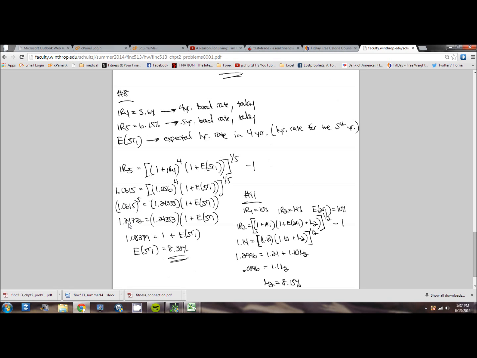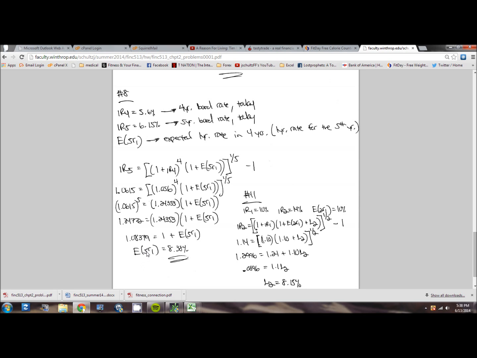That gives you 1.34772. And then from here, it's pretty straightforward. Now you just simply have to divide both sides by 1.24353 and then subtract 1, and you get 8.38% as the expectation of what a 1-year rate is going to be 5 years from today. So that is how you solve number 8 in chapter 2. So hopefully this was helpful for you guys.